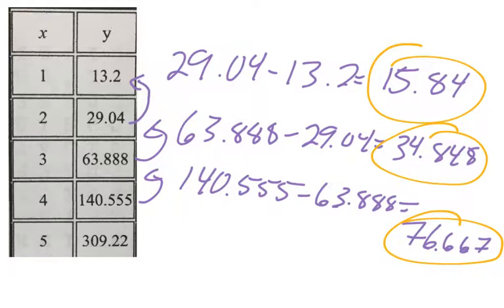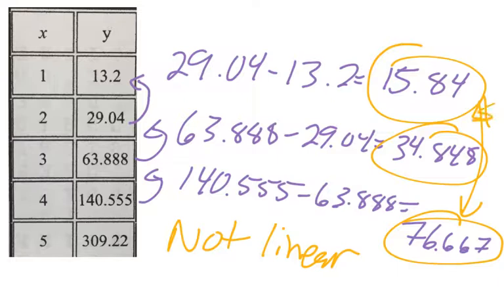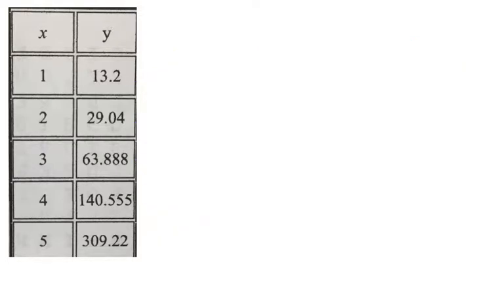So this is again not linear. If they were the same, we'd have the same slope and it would be linear. But they are all different, so they are not linear. So this is not a linear function.